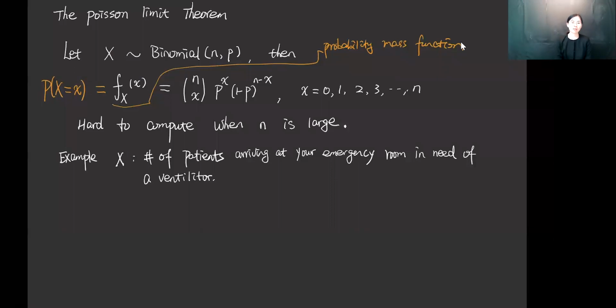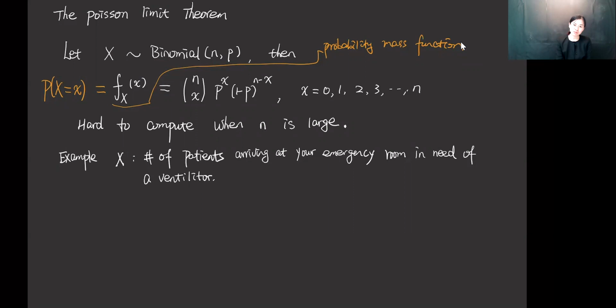In this video, we'll talk about the Poisson limit theorem and introduce a useful discrete distribution called the Poisson distribution. Before introducing the Poisson distribution, let's start with the familiar binomial distribution. Let X be a binomial(n, p) random variable.